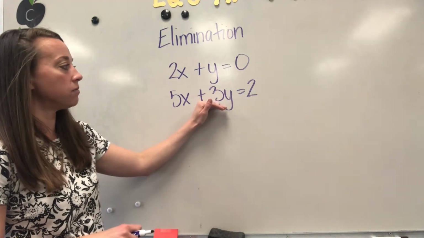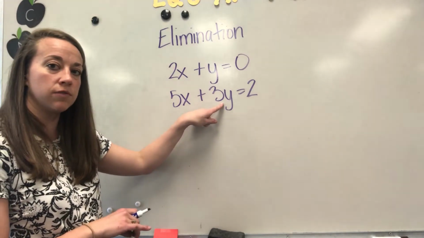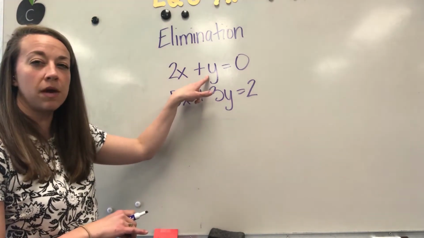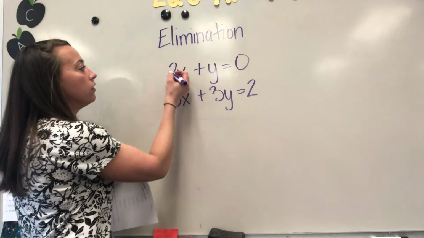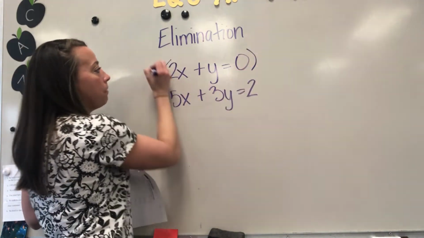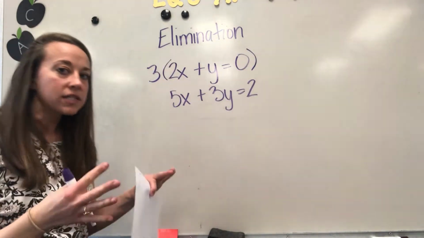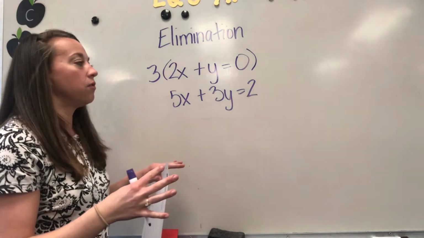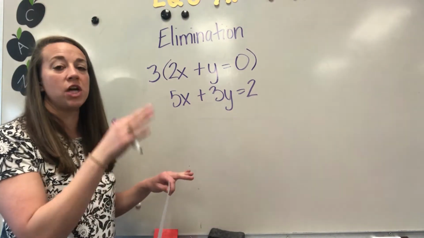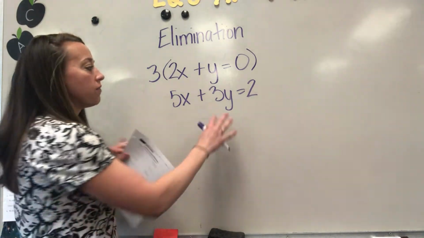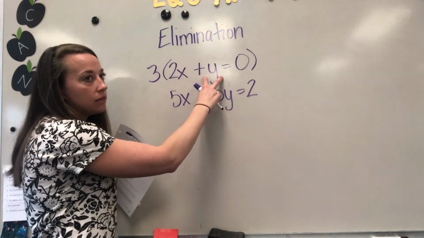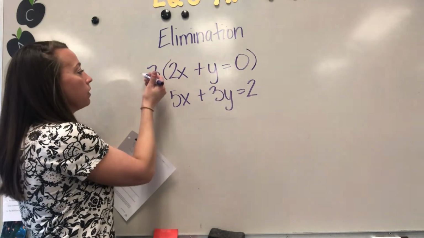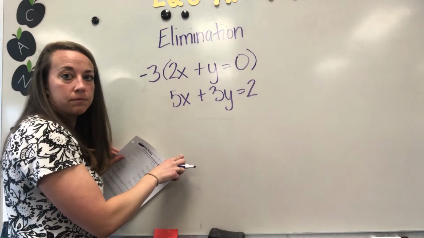I would probably use my y's because this y has a coefficient of 3, and it would be very simple to make this have a coefficient of 3 as well. I could multiply the whole problem by 3. Now that's going to fix my issue of not having the same coefficient, but remember, we want the same coefficient and opposite signs. So if this is a positive 3y, I really need this to be a negative 3y, so I really need to multiply by negative 3.